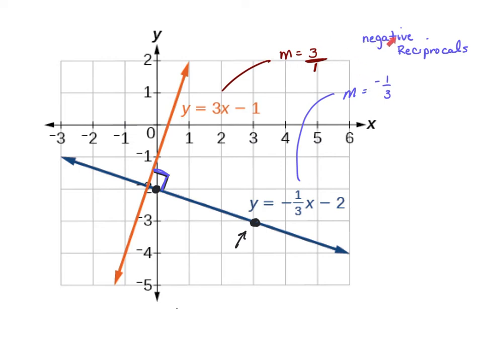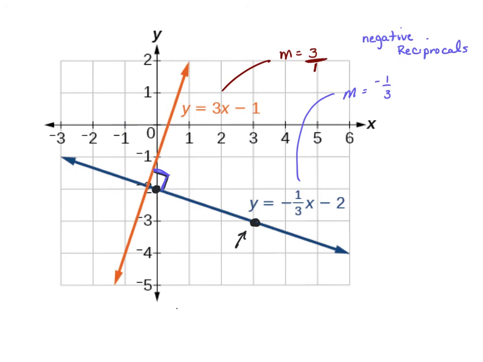Okay, so that's the negative, always opposite signs, and the reciprocal means flip it over. The original line was 3 over 1, the perpendicular line is 1 over 3. So you have to flip the fraction over, and you have to change its sign. That's going to be key. Negative reciprocal. Change the sign and flip the fraction.